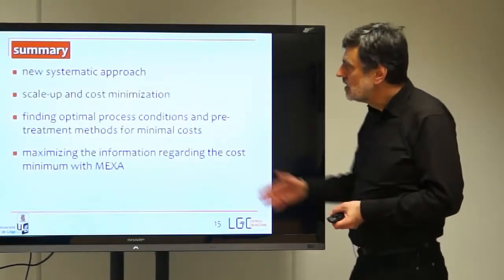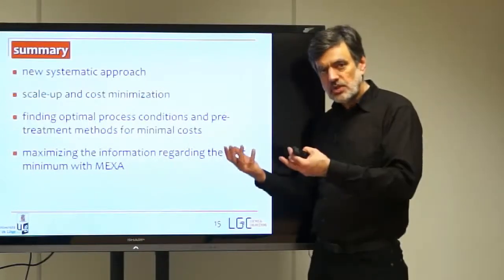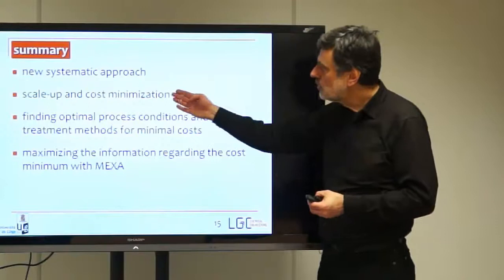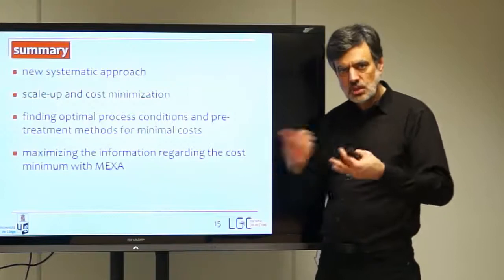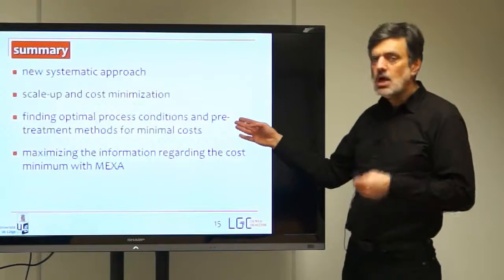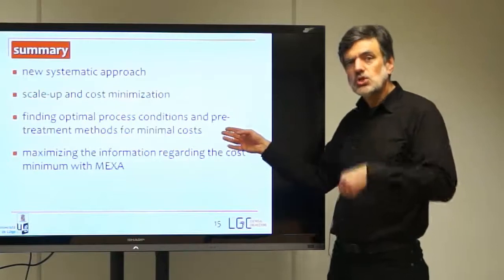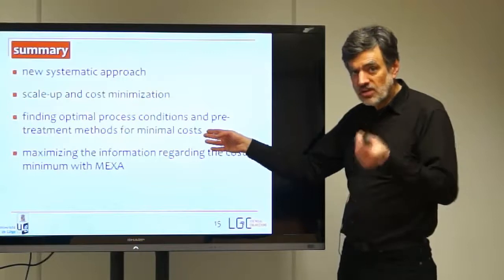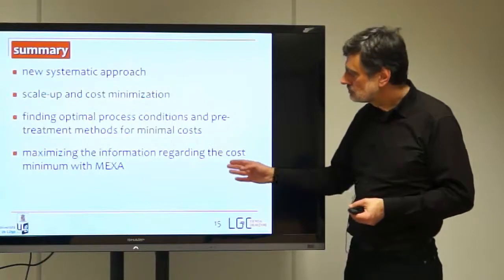So with that, I would like to summarize. I've shown this new systematic approach to perform experiments, to determine the model parameters from that with model-based experimental analysis. I have shown how we characterize the scale-up and account for the cost, especially for cost minimization, and how that works and how that is dealt with. Then I have shown a little bit about the optimal process conditions and pretreatment methods to gain optimal costs, minimal costs. I've shown the different pretreatment methods, and microwave was one option for that, and that we have looked at a little bit later as an example.